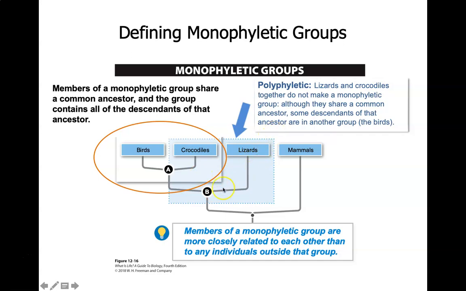Now we could also go back to before B and make a monophyletic group out of birds, crocodiles, and lizards. So monophyletic means a common ancestor and all of its descendants. Polyphyletic means that there's a common ancestor, but that we're not including all descendants of our group within the group that we're discussing.